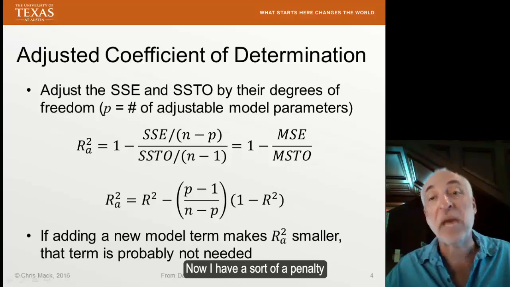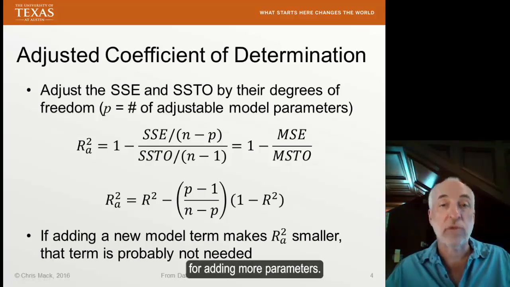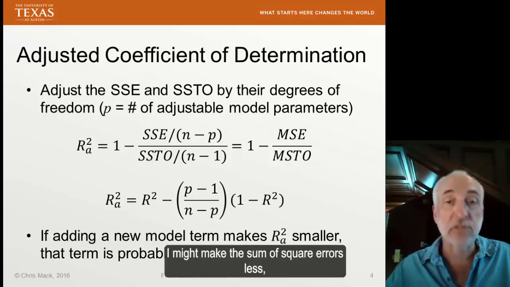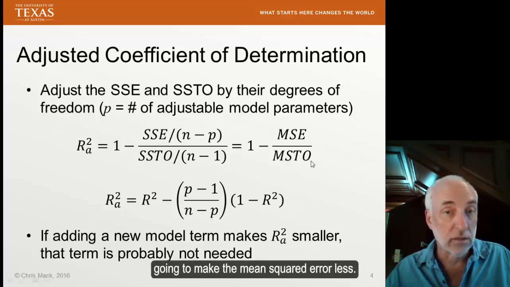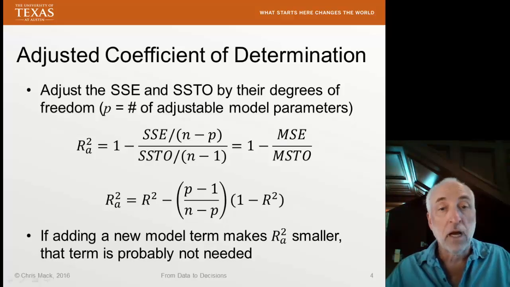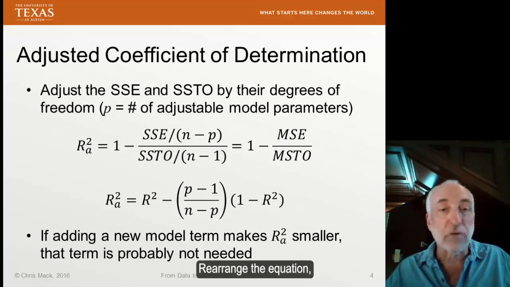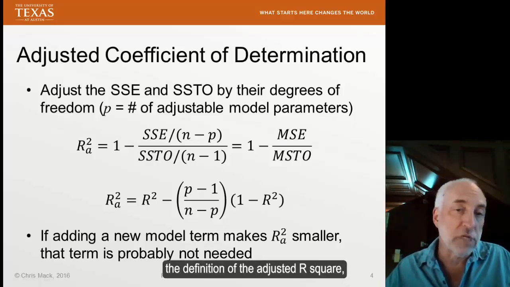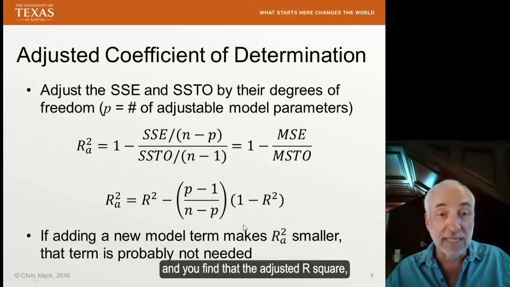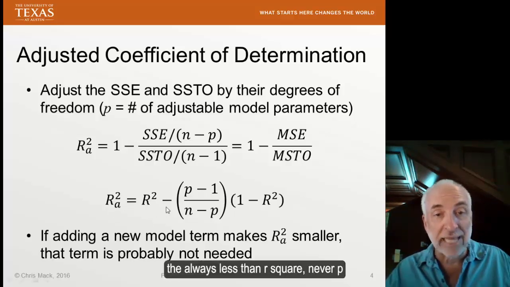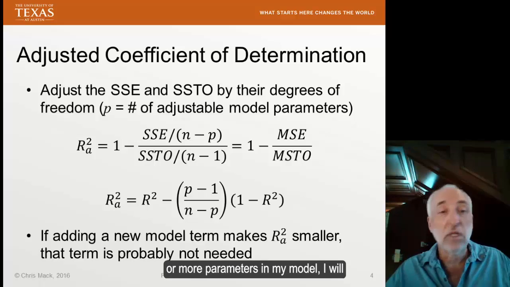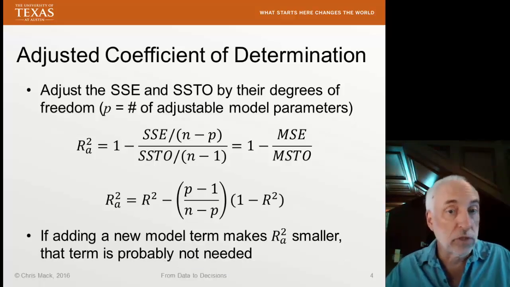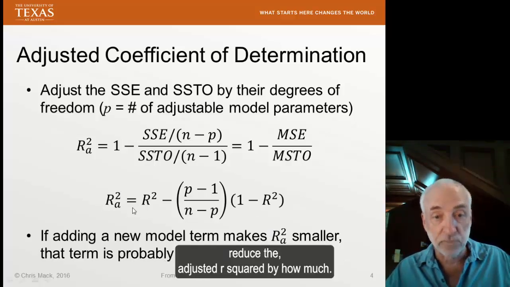Now I have a sort of a penalty for adding more parameters. I might make the sum of square errors less, but that doesn't necessarily mean I'm going to make the mean square error less. You can do a little bit of algebra, rearrange the equation, the definition of the adjusted R², and you find that the adjusted R² is always less than R² whenever P is bigger than 1. So if I have 2 or more parameters in my model, I will reduce the adjusted R².